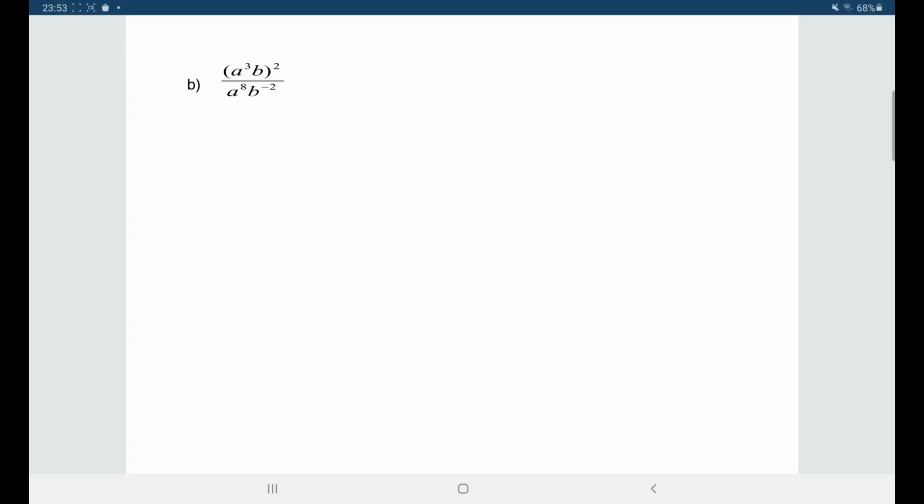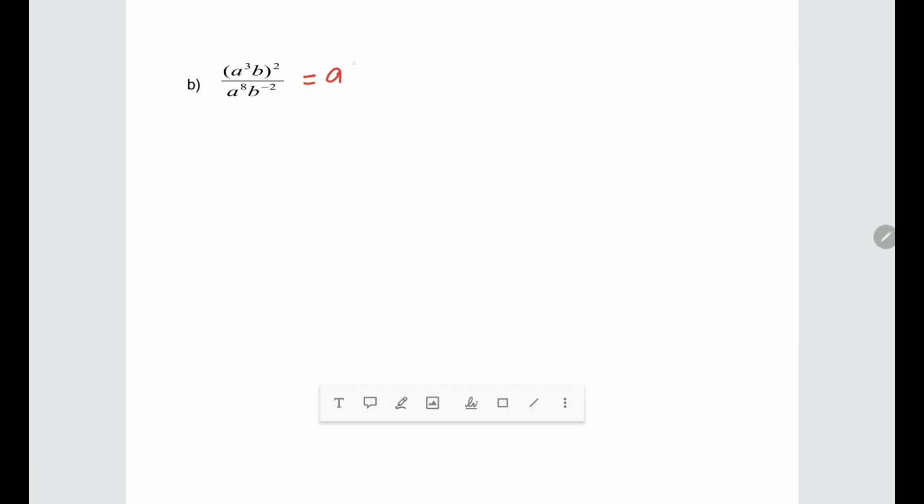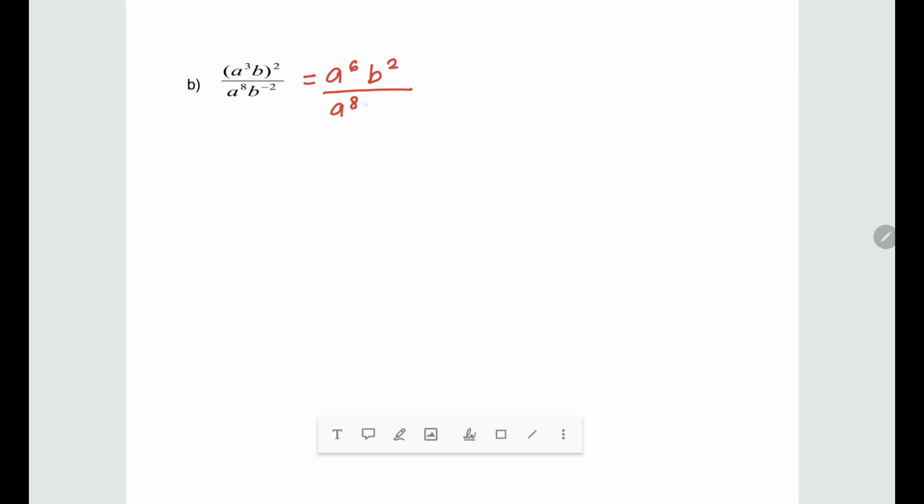Question B, (a^3 times b)^2 divided by a^8 times b^(-2). So equals to, first step, we solve what is inside the bracket. So a^(3×2) is 6, times b^(1×2) is 2, divided by a^8 times b^(-2).